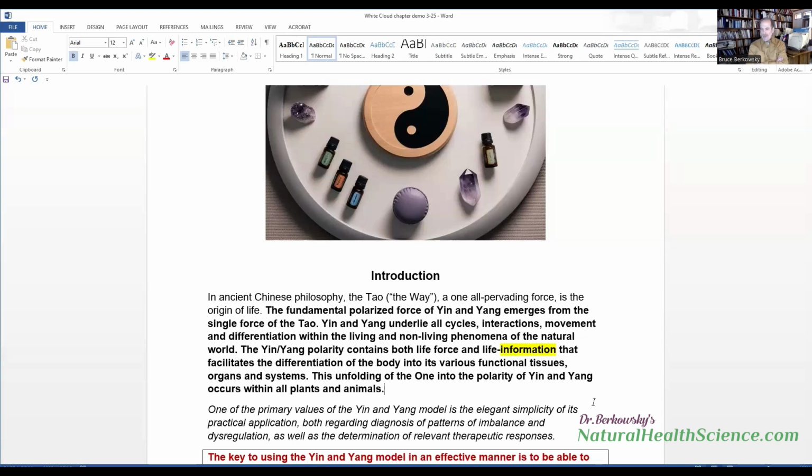you have to know, well, what do I do with this information? And that's the practical application. In order to be able to move from content to process in a way that has value, you have to make it simple. There has to be an elegant simplicity to it. And the yin and yang model provides that.